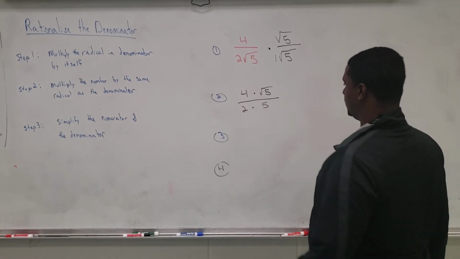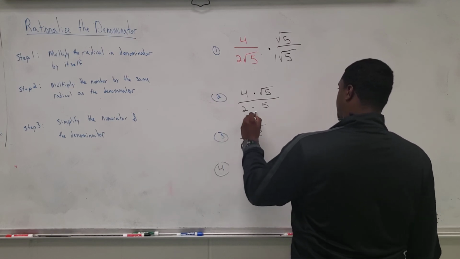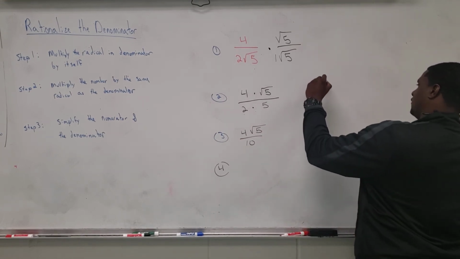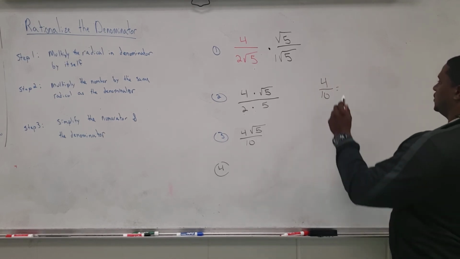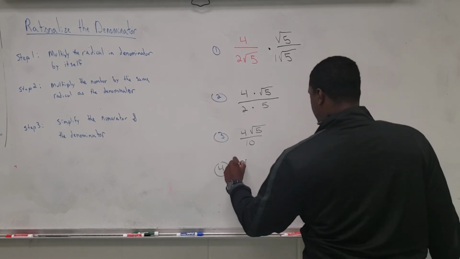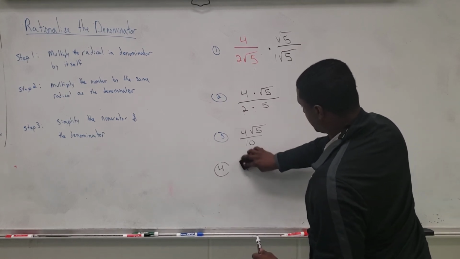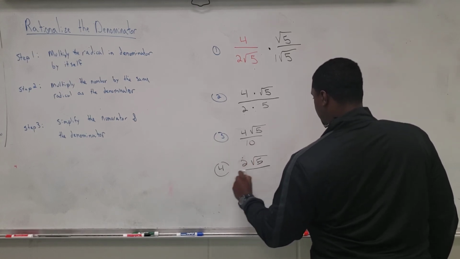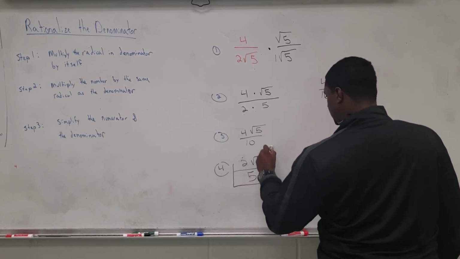Now I multiply straight across again. That is 4 square root of 5 over 2 times 5, which is 10. Now I have a fraction here, that is 4/10. I can divide both of them by 2. 4 divided by 2 is 2. 10 divided by 2 is 5. So I have 2 times square root of 5 divided by 5. That is my final answer.